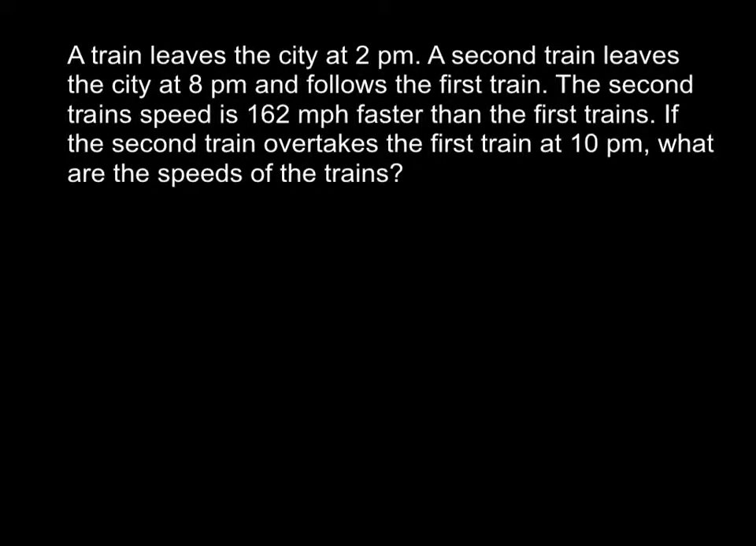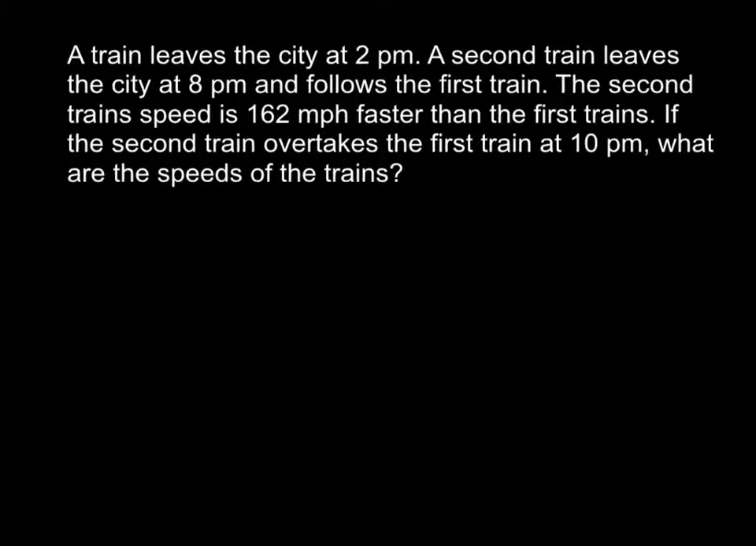A train leaves the city at 2 p.m. A second train leaves the city at 8 p.m. and follows the first train. The second train's speed is 162 miles per hour faster than the first train's. If the second train overtakes the first train at 10 p.m., what are the speeds of the trains?